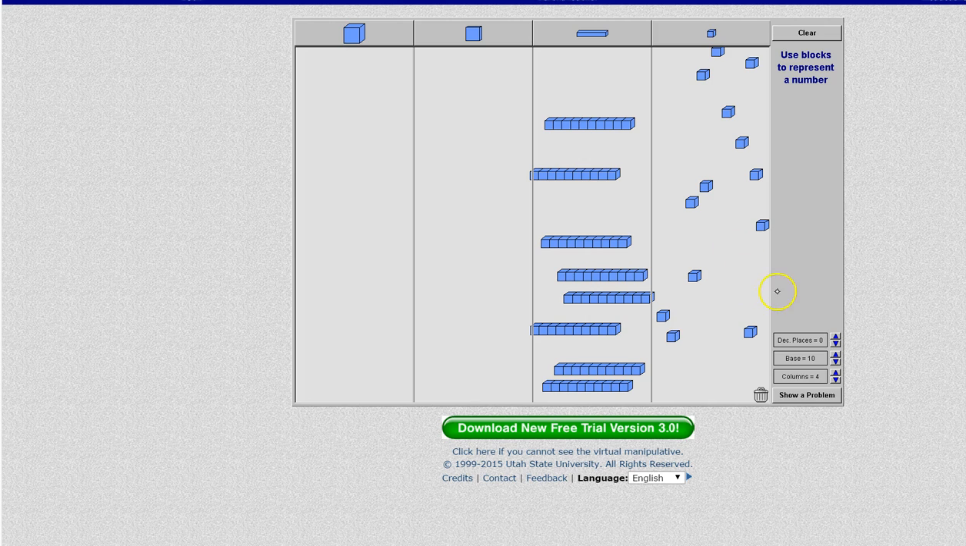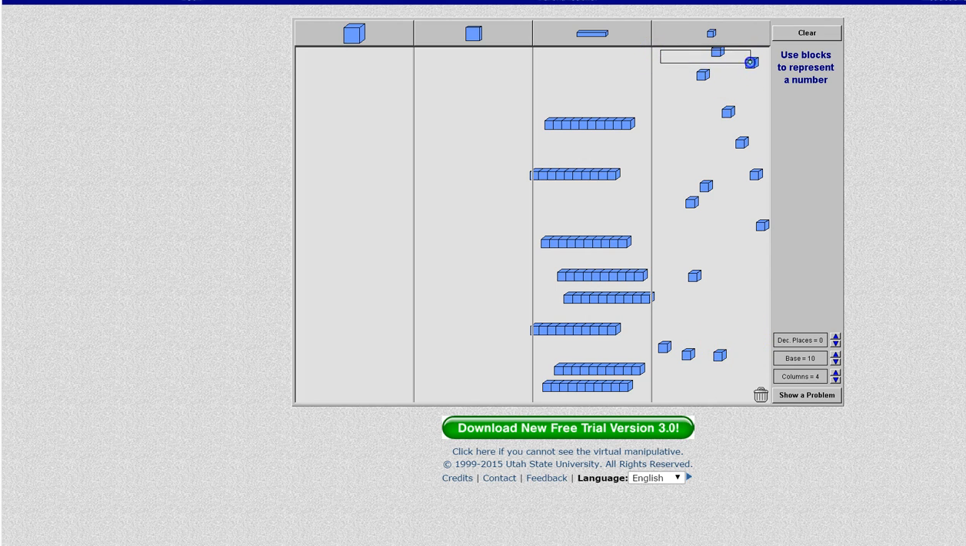Now the reason the number disappeared is because we currently have more than 9 of one type of unit, this unit, in this column. So we want to regroup 10 of these to make a unit of the next size, in this case a rod, or a base block I should say, instead of a unit. So I know that this was 13 units. I'm going to move 3 of these down. So this must be 10 units.